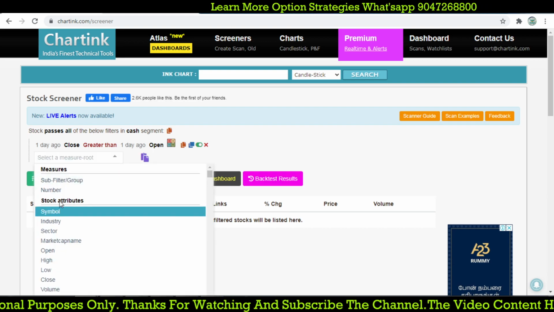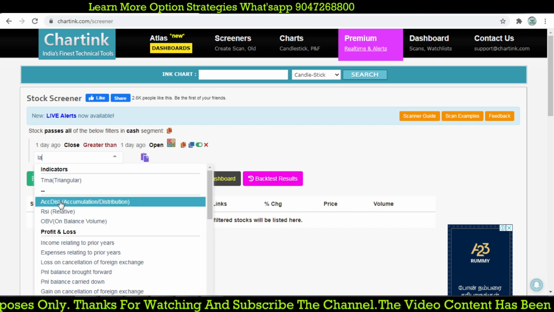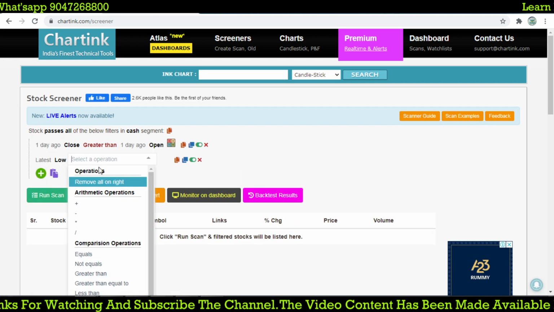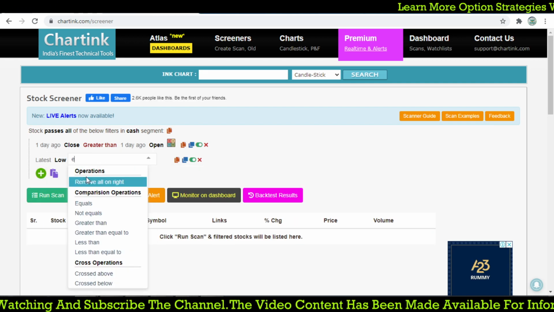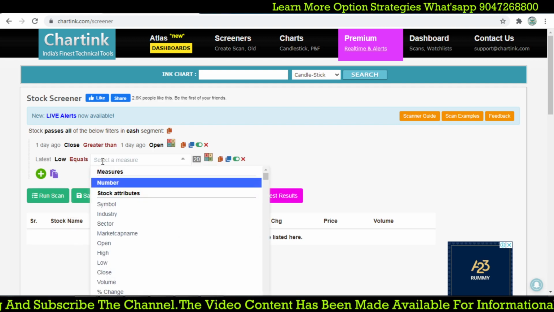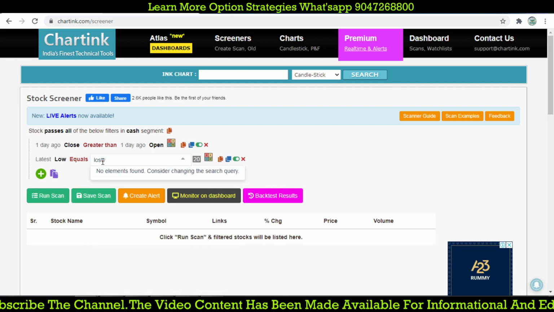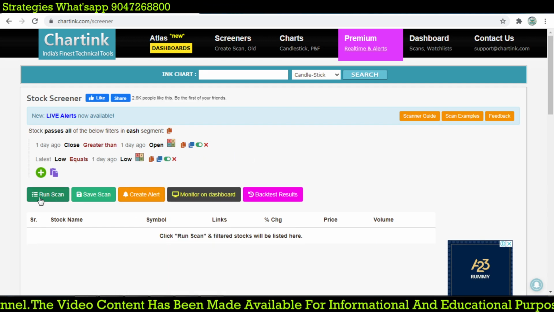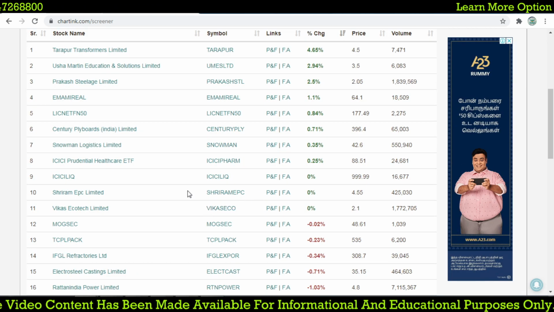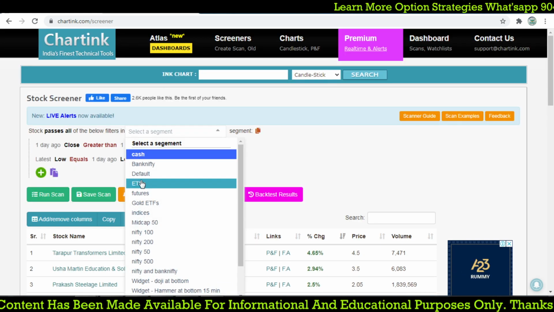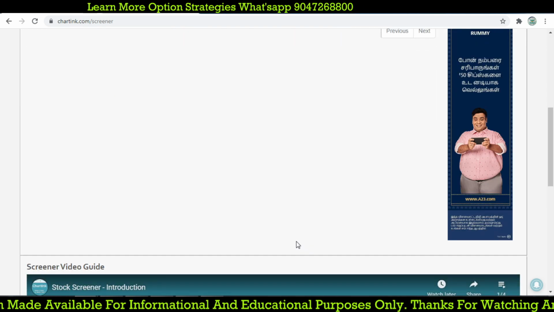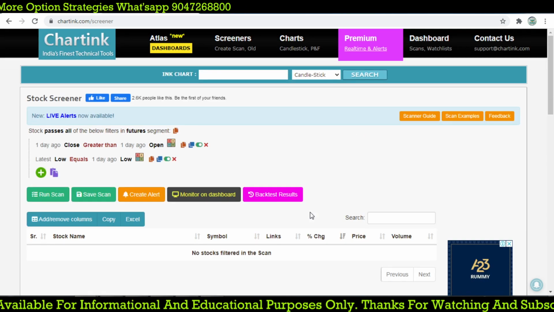And now the latest low must be equal to the low of 1 day ago. That will plot Twizzler bottom candles. So with a lot of stocks, we are going to filter that in futures. There is no future, and we must save that one.